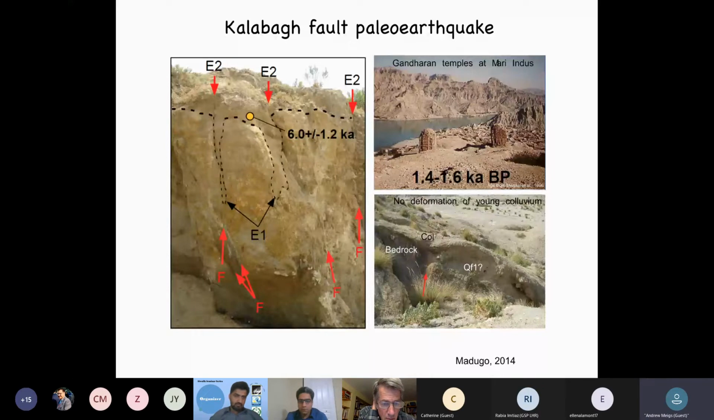And the key relation here is that the fissure opens in one event, it fills up with material that is then subsequently faulted in a younger event. So there may be evidence for at least two paleo earthquakes here.